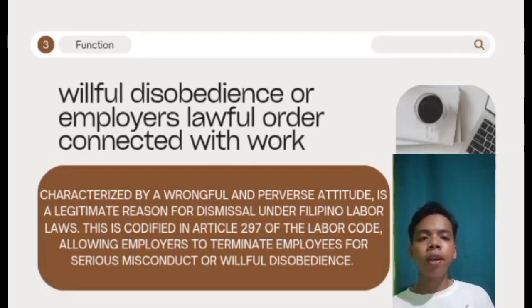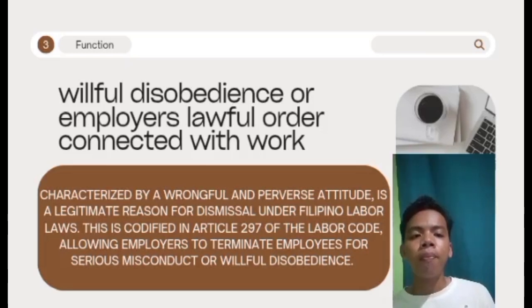Willful disobedience refers to the deliberate and intentional disregard of a lawful order given by the employer. It's not just a mistake or an oversight. It requires a wrongful and perverse attitude, indicating deliberate refusal to obey. As for the employer's lawful orders, the order must be reasonable and lawful, a rule, regulation or policy of the company, and it should also be communicated to the employee and related to their job duties.